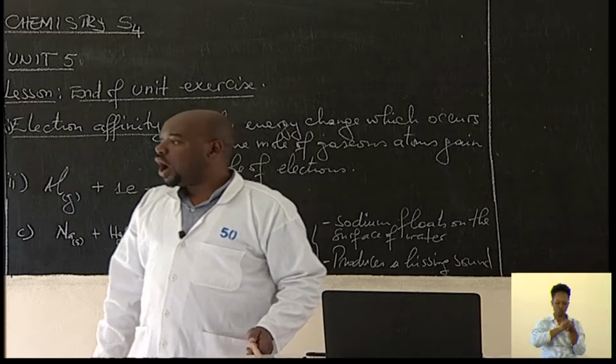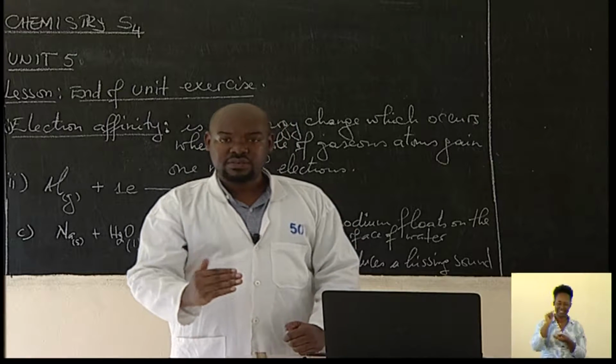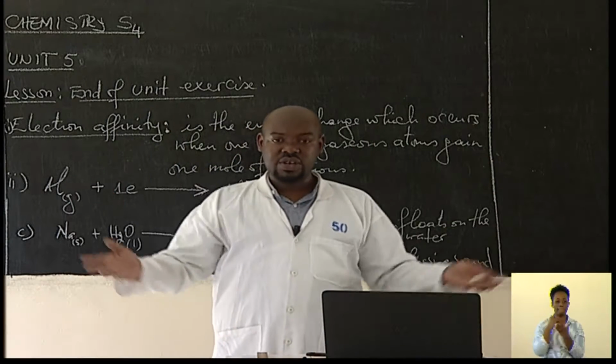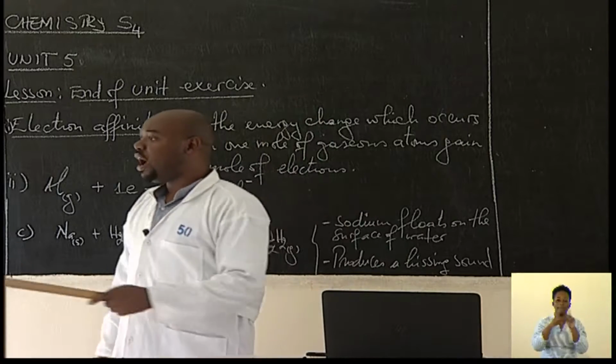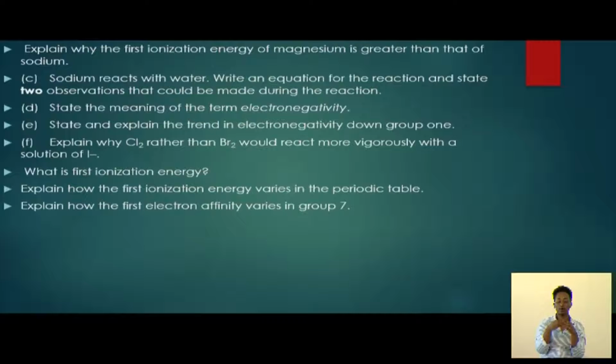And explain how the first electron affinity varies in group 7 of the halogens. As in any group, it decreases because the size is increasing. But why did I ask group 7? It's because in that group we have an exception. On fluorine, there is an exception. And the exception is because of its very small size, which creates a strong shield for the incoming electron.